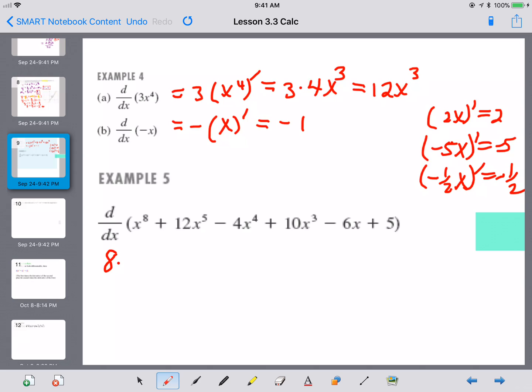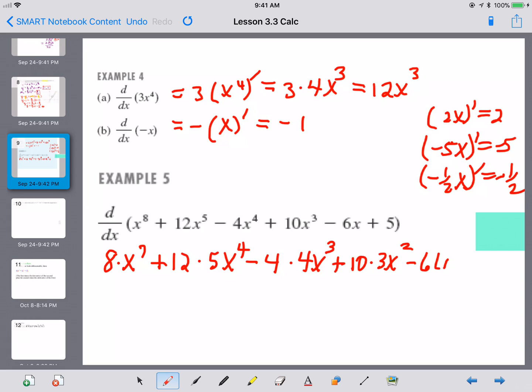So this is going to be 8 times x to the 7th plus 12 times 5x to the 4th minus 4 times 4x cubed plus 10 times 3x squared minus 6 times 1 plus 5 times 0. Well, let me put the 5 there. You should take one step to kind of clean it up a little bit, make it a little prettier.